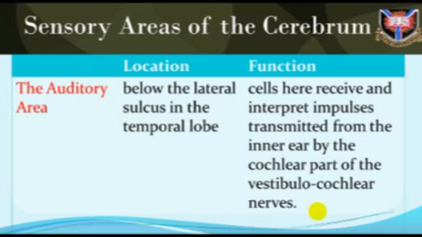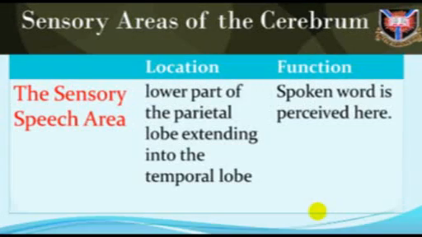The auditory area. It lies below the lateral sulcus in the temporal lobe. The cells here receive and interpret impulses transmitted from the inner ear by the cochlear part of the vestibulocochlear nerves. The sensory speech area. It is located in the lower part of the parietal lobe, extending into the temporal lobe. Spoken word is perceived here.